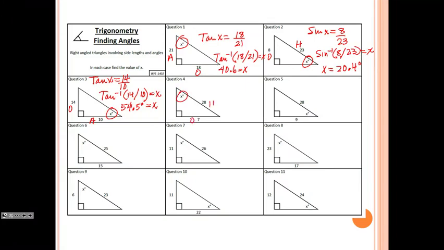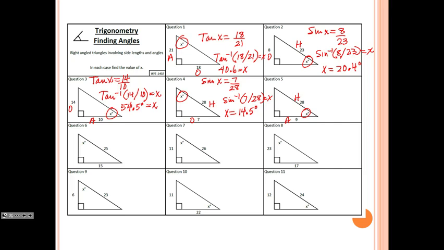Okay, this one is our beginning. It will be opposite and hypotenuse, which is going to be the sine. Sine x equals 7 over 28. So we're going to go second sine or shift sine. So we're going to have sine -1 of 7 divided by 28, which equals x. Okay, so hit shift sine, right? And 7 divided by 28. And you guys get about 14.5 degrees.